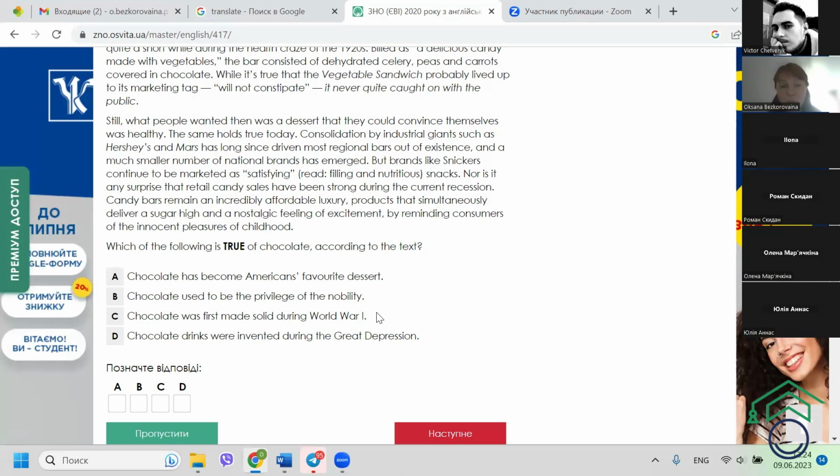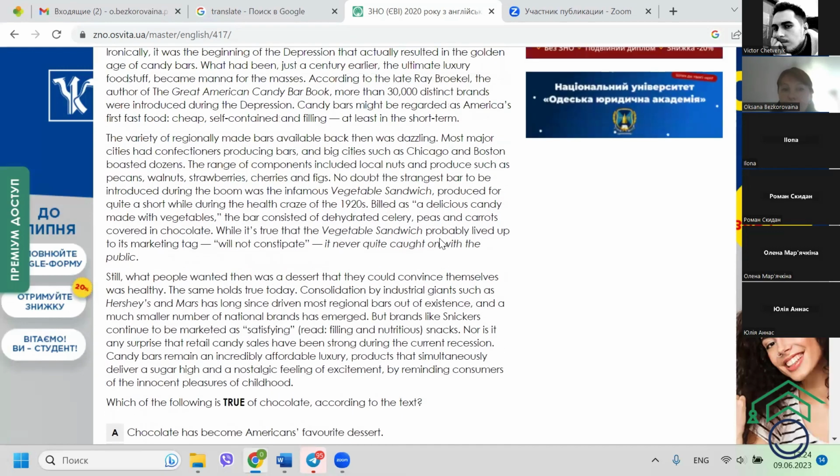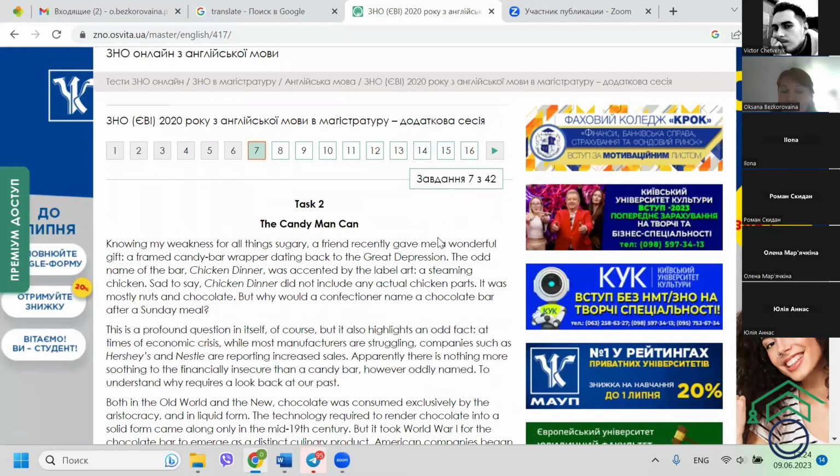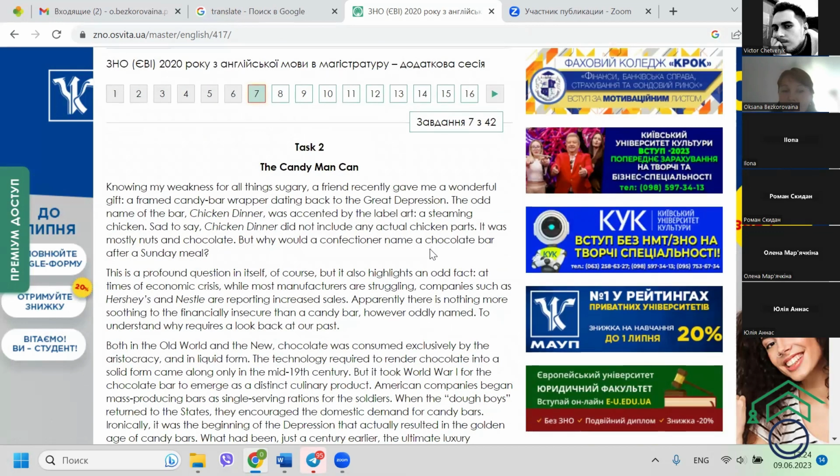World War the first. Не пишеться цей артикль, але вимовляється. World War the first. Так. І chocolate drinks were invented during the Great Depression. Drinks were invented, yeah? During the Great Depression. Це було в другому, мабуть, десь.